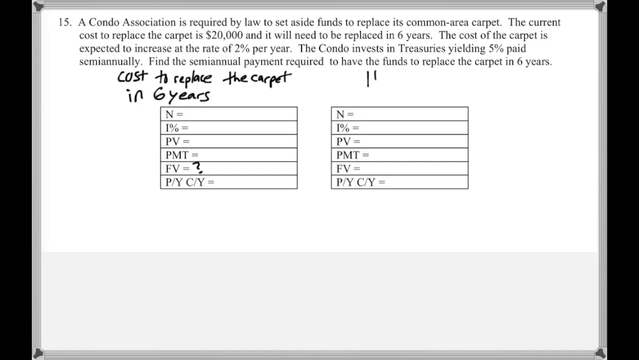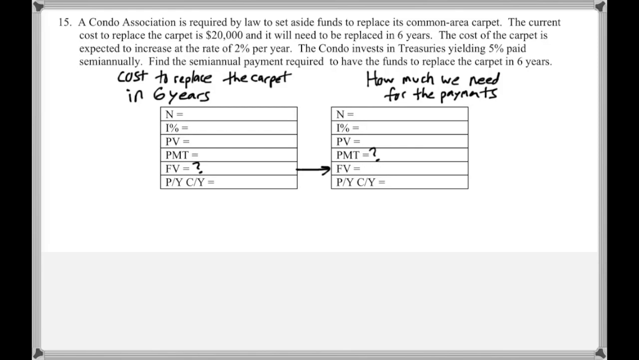And then we need to find how much we need for the payments. So whatever we get for the future value for the cost to replace the carpet, we are going to move that into the future value in the second box, and then we are going to try and find the payments. So let's first find the cost to replace the carpet in 6 years.